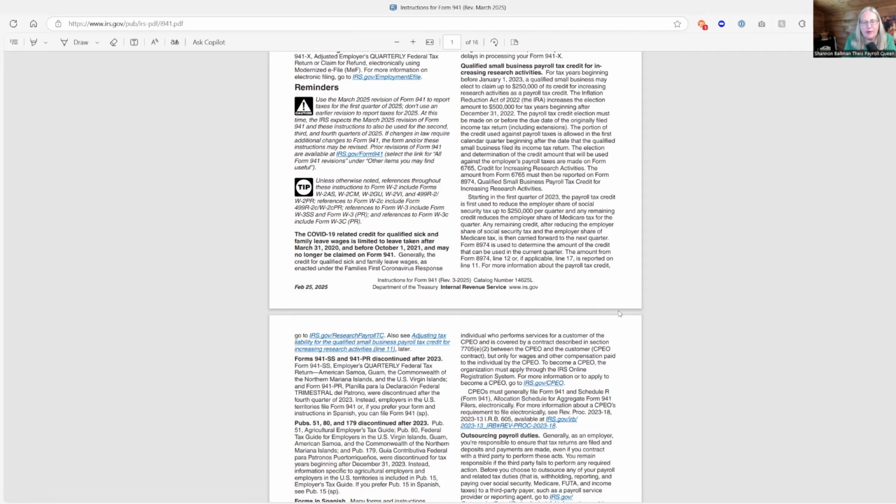So you use Form 8974 to determine the amount of the credit that can be used for the current quarter. The amount from Form 8974 line 12, or if applicable, line 17, is reported on line 11 of the 941.